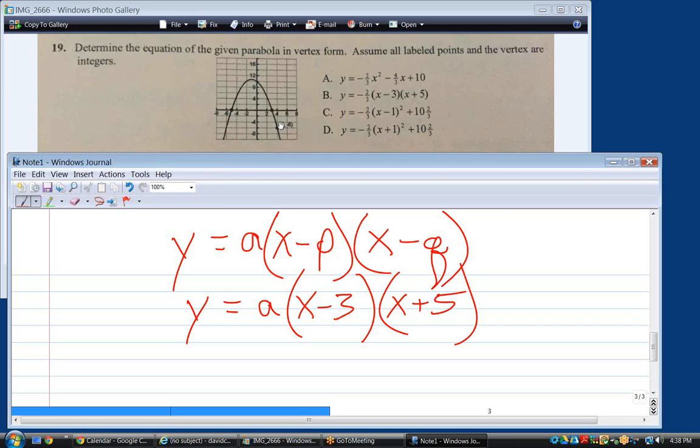And now this third point that they gave us down here, 4 comma negative 6, is going to let us solve for a. So negative 6 is equal to a times 4 minus 3 times 4 plus 5. So it looks like a is equal to minus 2/3.